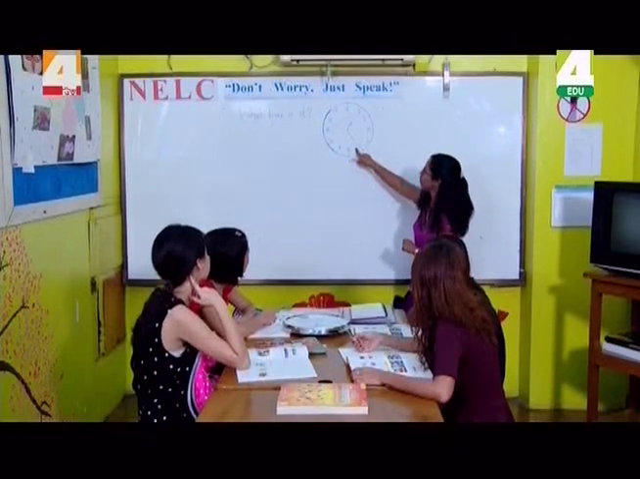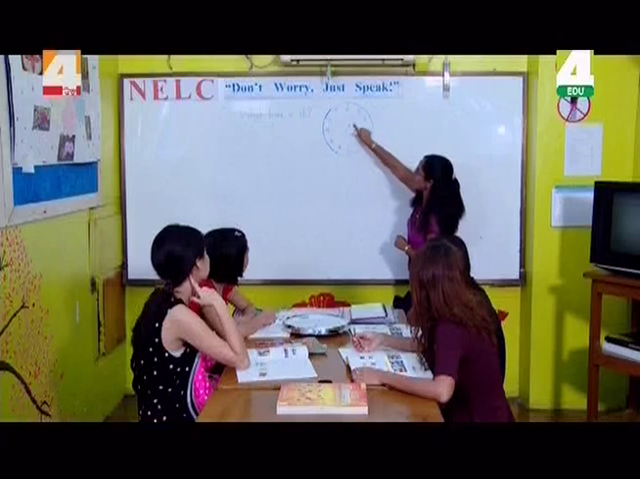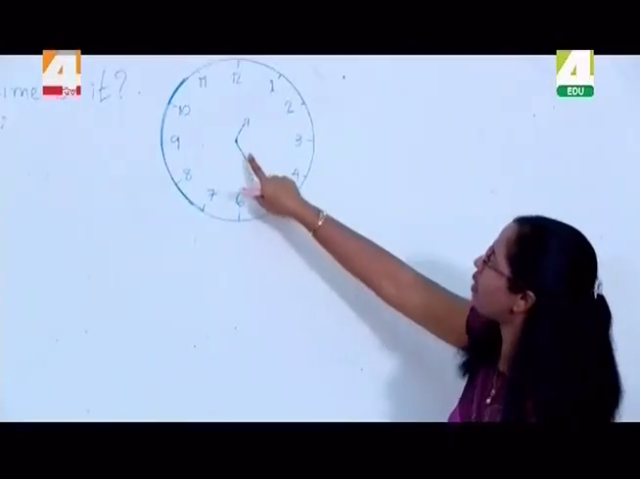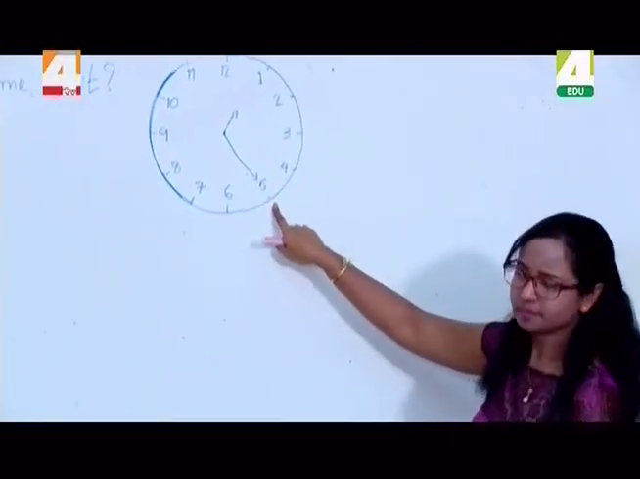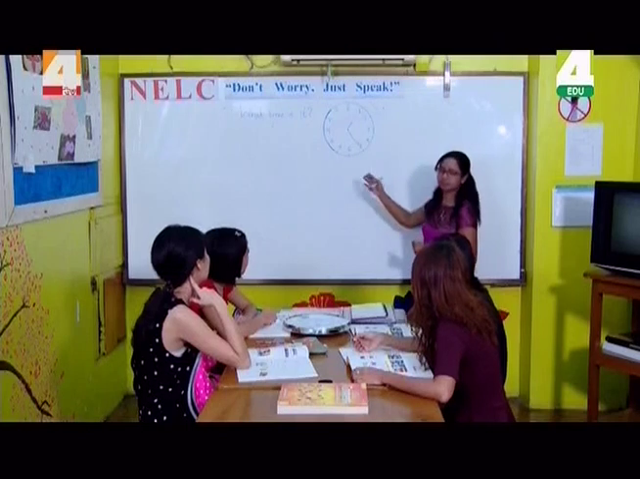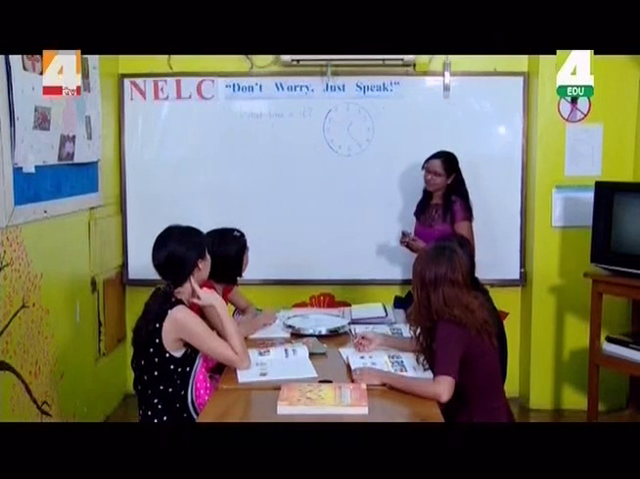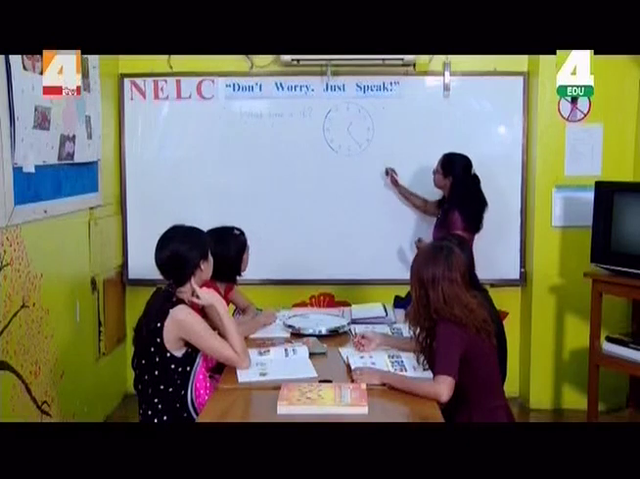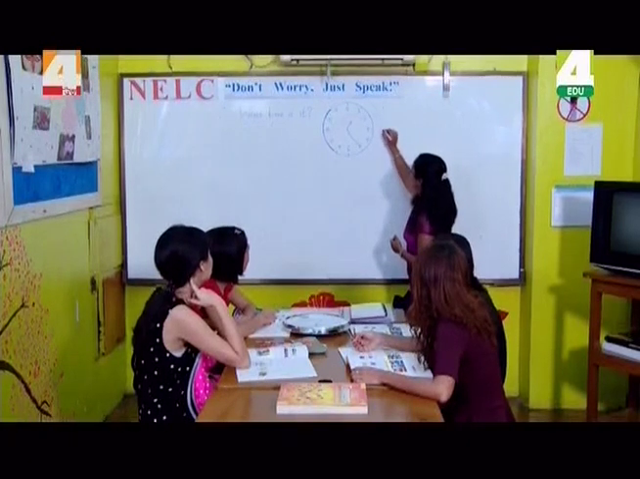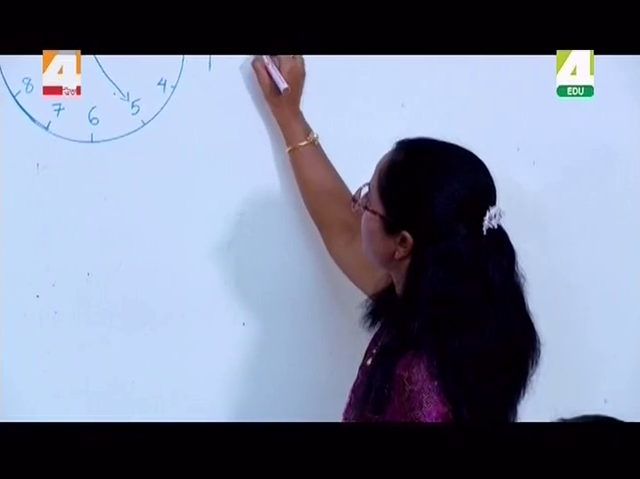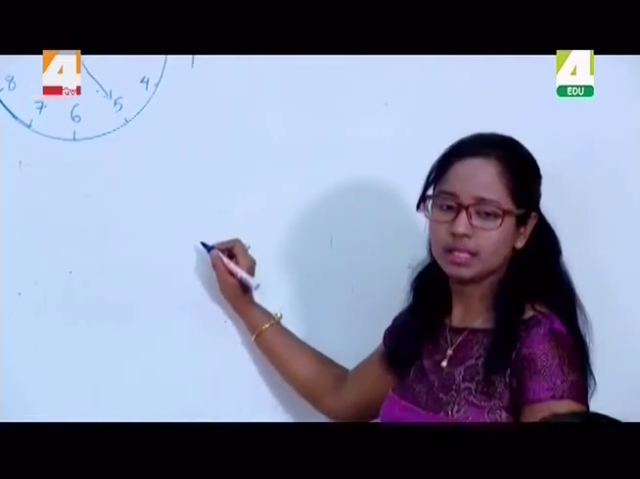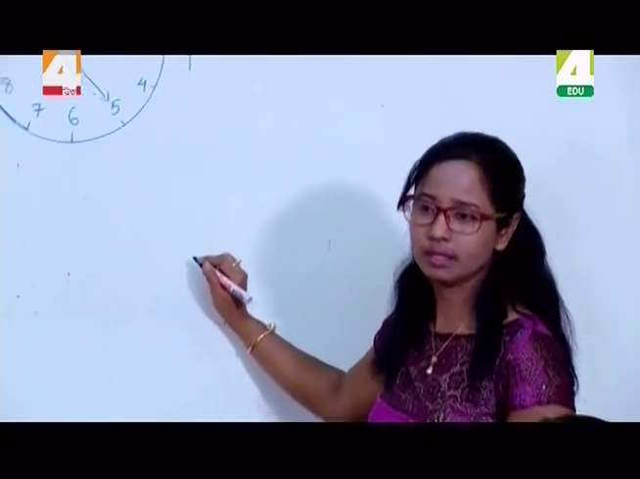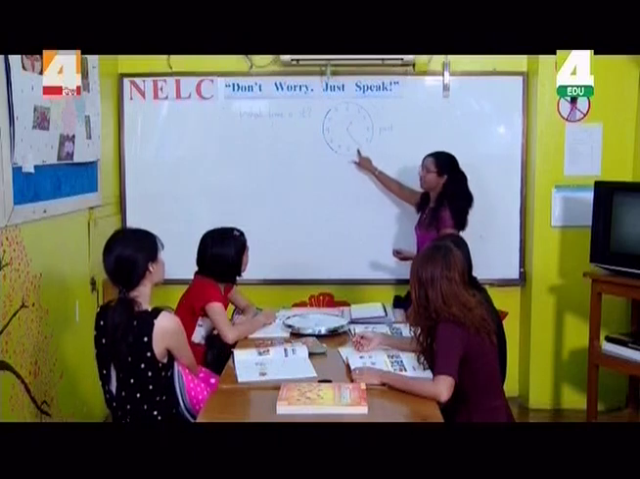Okay, so now look at that one. The short one is at 1. The long stick is at 5. So what time is it now? 25 past 1. Very good. 25 past 1. So this side we call past. Okay, but in Myanmar we usually tell the hour first, minute later.